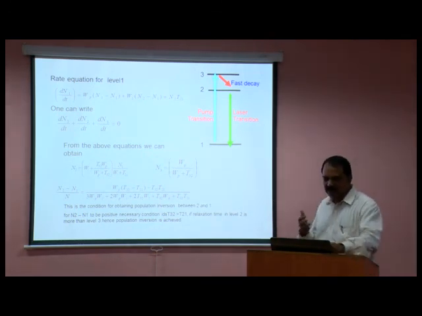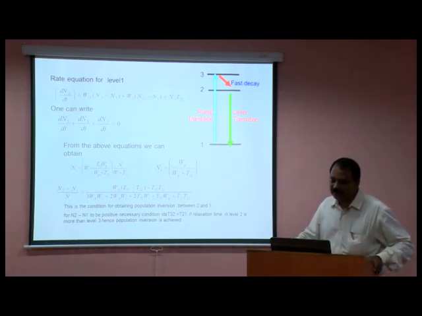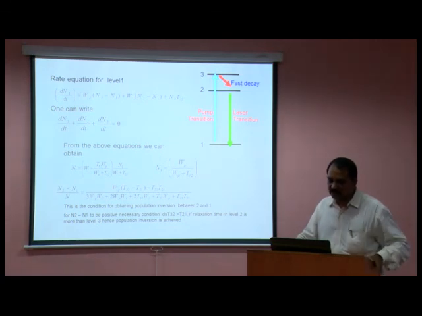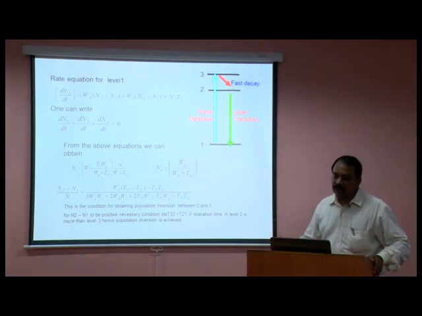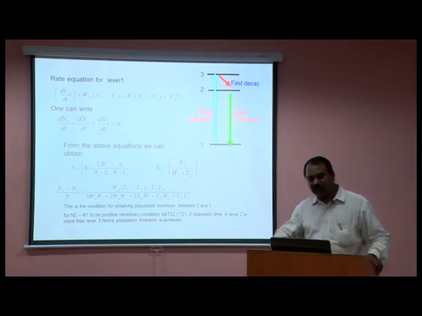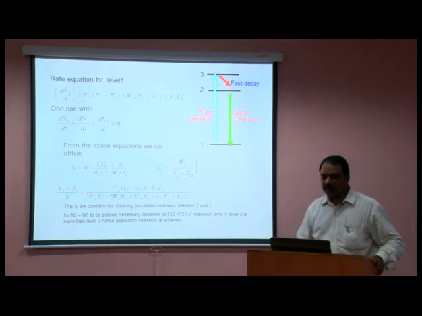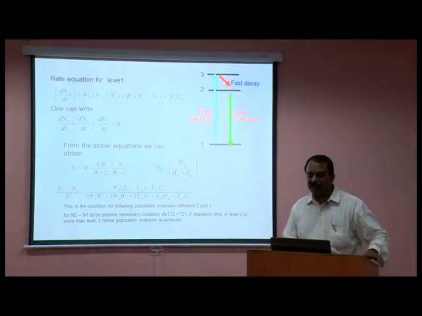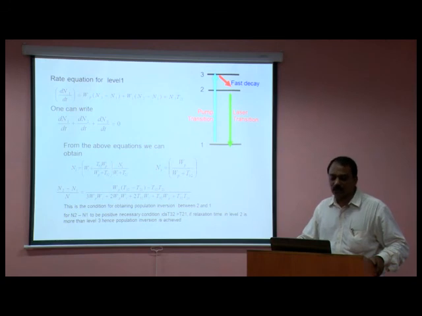With the same methodology, I can write dN1 by dt as Wp N3, positive, which accumulates in the first level, minus Wp N1, which reduces it, plus WL N2, which increases it, and again minus WL N1, which decreases it. So, there are many parameters. We can write dN1 by dt equals Wp (N3 minus N1) plus WL (N2 minus N1) plus N2 by D21. Wp is for the pumping energy, WL for the lasing energy.